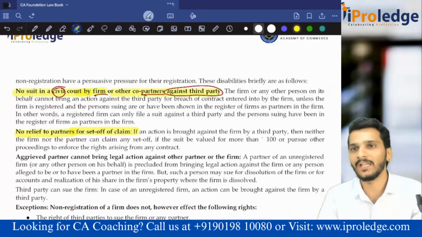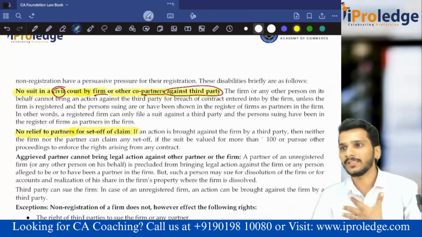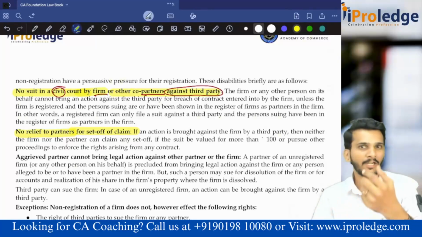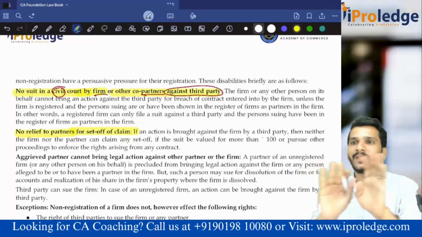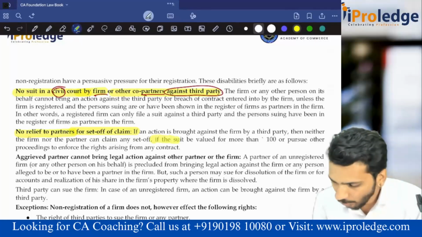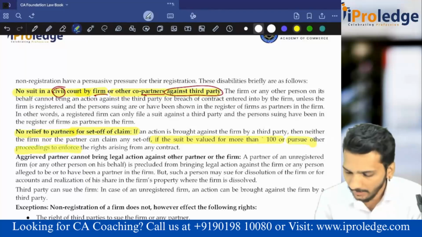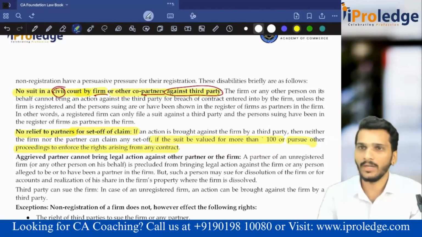What is the set off of the claim? Consider a partner borrowed some money. We call it the drawings of the partners, and partners contributed some capital. Can he set off that money? Max to max, he can set off if the suit to be valued is not more than 100 rupees or pursuit thereof. Then you can go for set off. If not, you cannot go for set off. What is this set off? Set off can be that one thing.